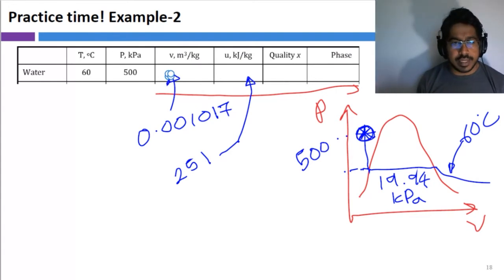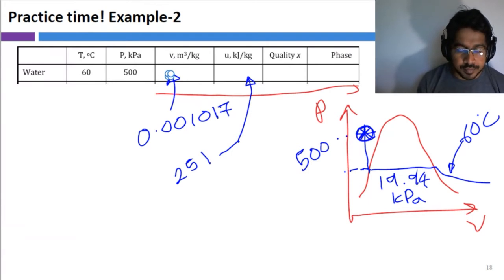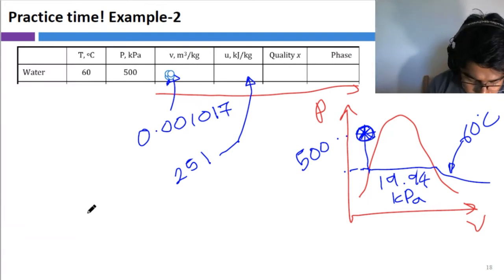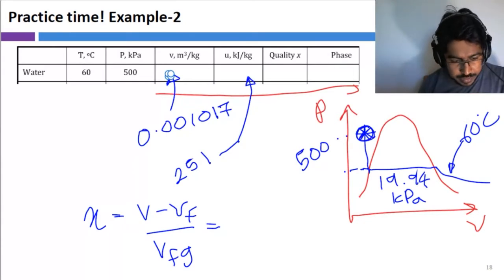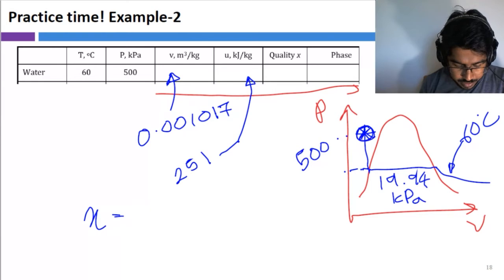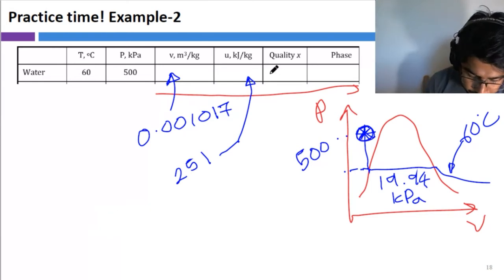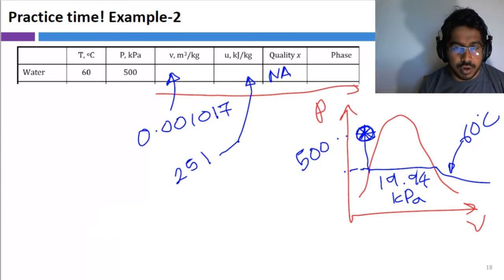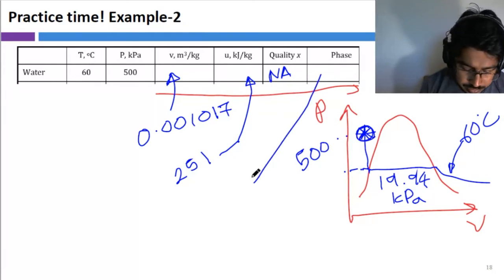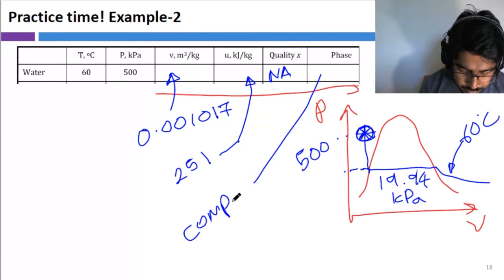And looking at that, I can find the quality, right? X can be written as v minus vf divided by vfg, or, oh sorry, quality is not applicable here. Sorry, my bad. This is non-applicable because it is a compressed liquid. For compressed liquids, the quality cannot be defined, right? So the phase is compressed liquid.